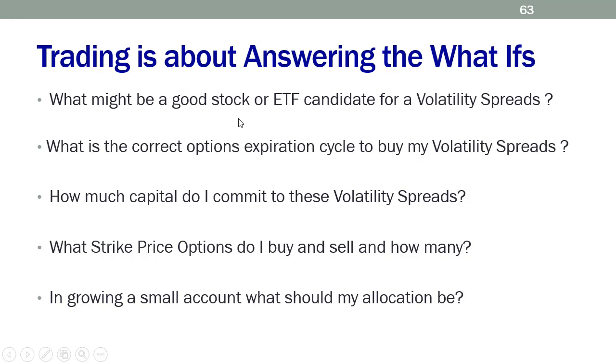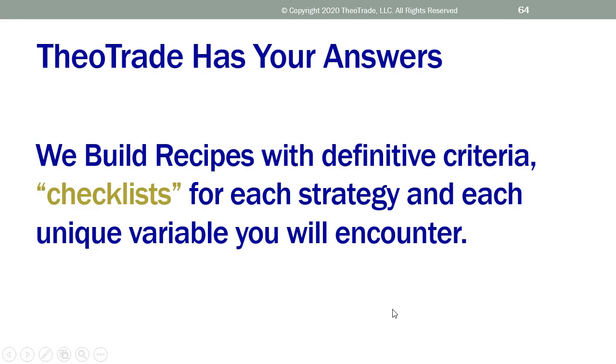It's about what ifs. What might be a good stock or ETF candidate for volatility spreads? What's the correct options expiration cycle to get my volatility spreads? Do I buy them? Do I sell them? How much capital do I commit to these volatility spreads? What strike price options do I buy? How many do I sell? In growing a small account, what should my allocation be? We have the answers. That's what we do here at TheoTrade.